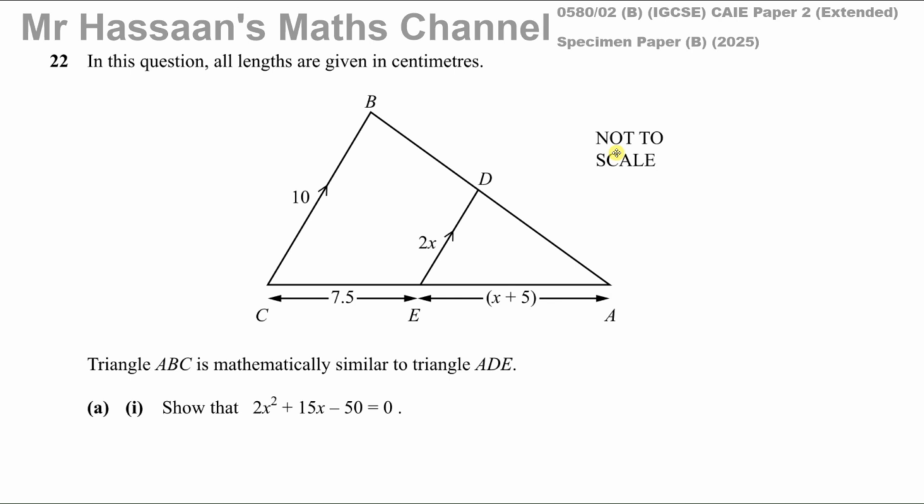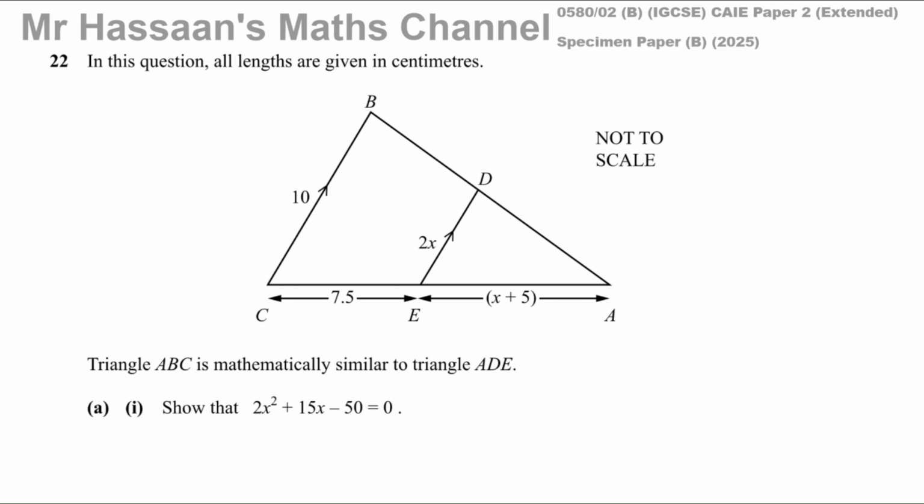I'm now answering question number 22 from the IGCSE 0580 Cambridge specimen paper B for the 2025 new syllabus. And this question here is about similarity and also forming equations. So it's an algebraic and geometric topic. You're dealing with forming equations, but from a geometric type of problem involving similarity, as it says.